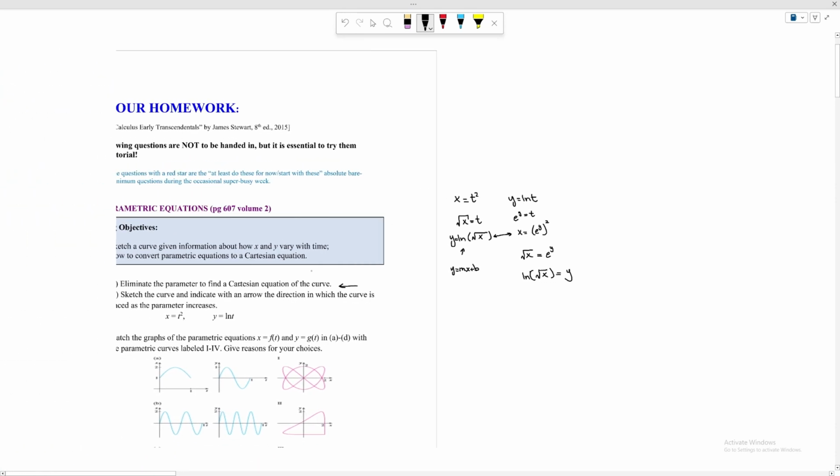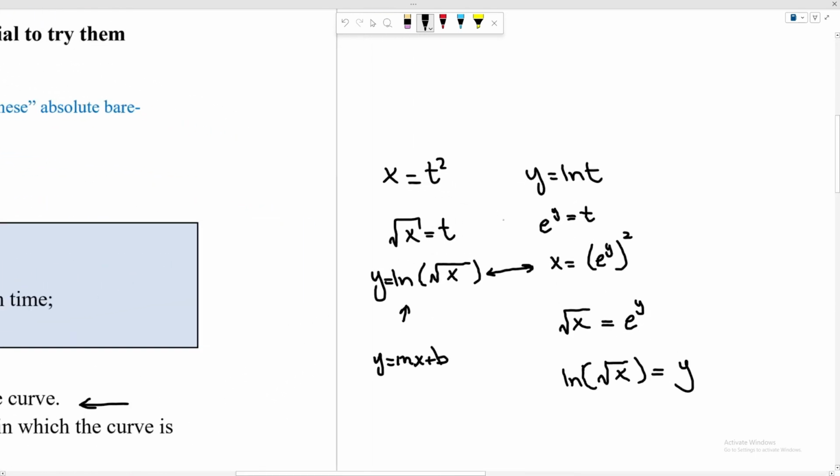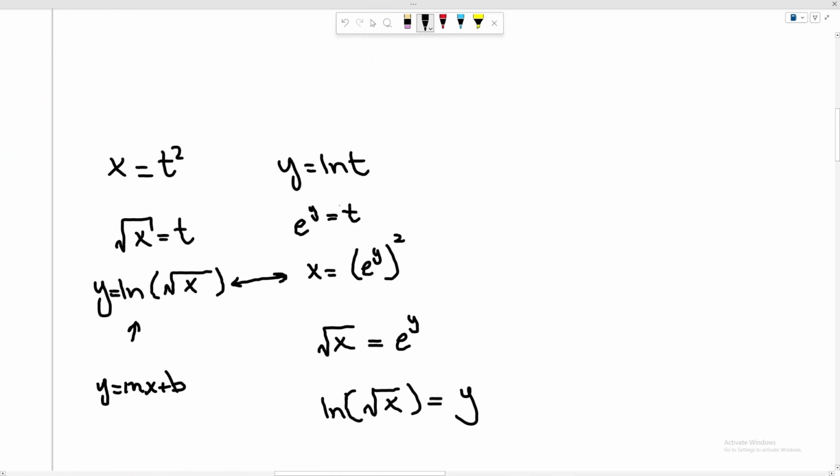Now they're asking for us to sketch the curve and indicate with an arrow the direction in which the curve is traced. Okay, so before you graph this, you've got to see the domain of your function. And here, for example, you can't ln a negative number. I remember that, but I'm just not too sure, so I'm going to double check right now. Yeah, you can't ln a negative number or 0. So your t has to be bigger than 0.